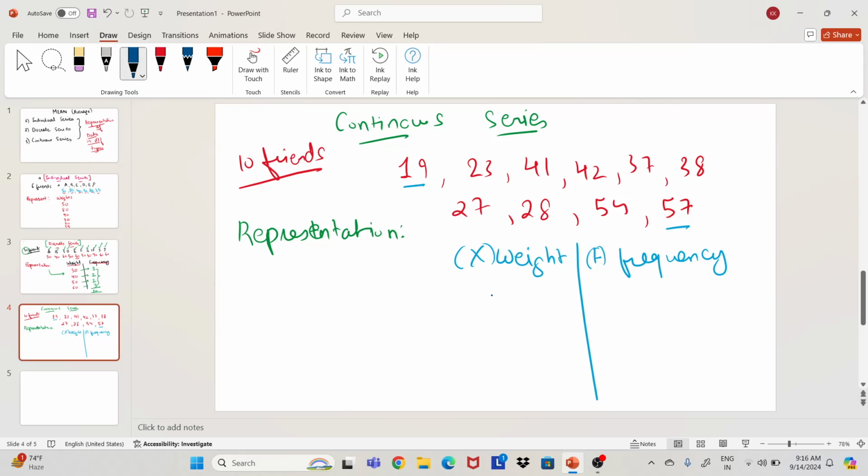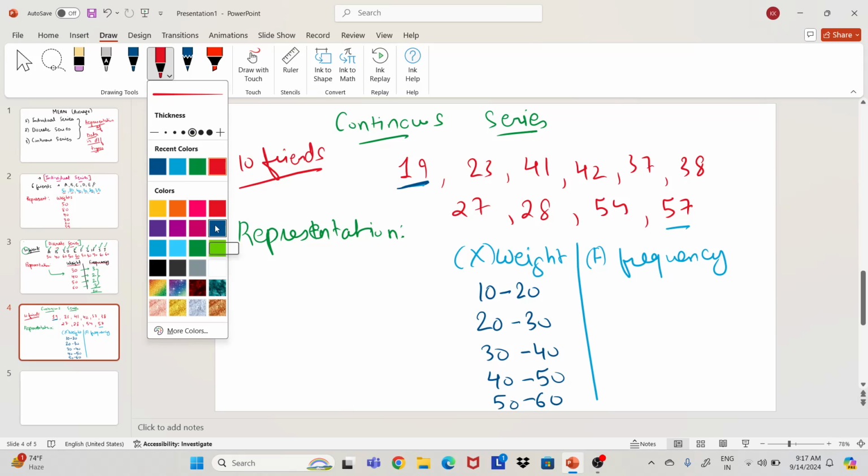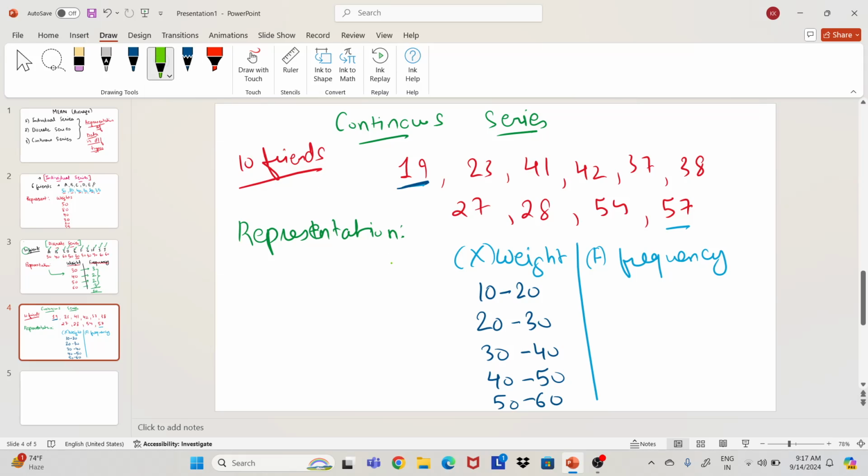Now our minimum weight is 19. So we'll start the series from 10 to 20, then 20 to 30, then 30 to 40, then 40 to 50, then 50 to 60. See, how have I made this? This is pretty simple. I have one friend whose weight is 19, so 19 comes in the range of 10 to 20.